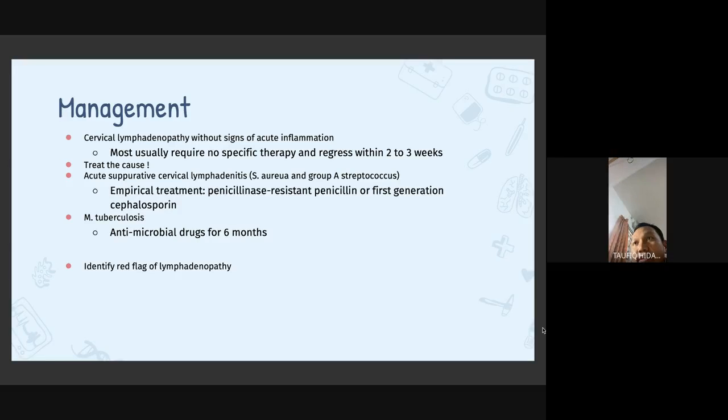If it persists, we observe. Observation sometimes needs a long duration. Sometimes up to 6 months, some up to a year before it disappears, and sometimes after a year it only becomes smaller but is still persistent. But as long as it is not progressing and the size is minimal, less than 1 cm, we just observe and don't do anything.